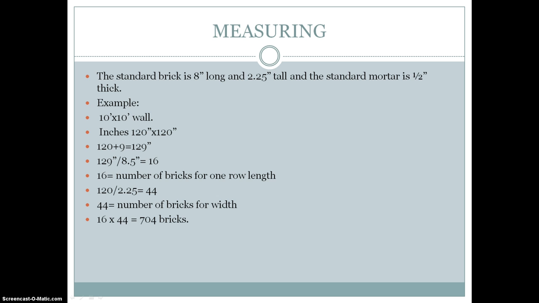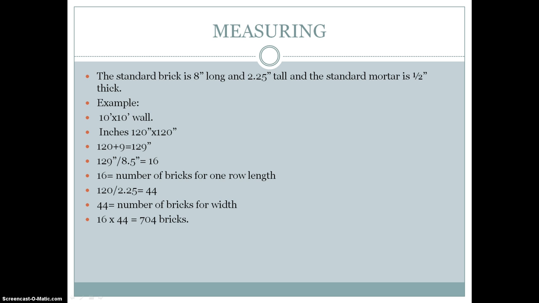Okay. Then we're going to take 120 and add 9 and get 129. And the reason why we did that was because for the length, which is what we're doing now, you need to have a 4.5 inch overhang on each side. Okay. Then we're going to do 129 divided by 8.5, which is the 8 inches plus the 1/2 inch mortar. And you'll get a little over 15. I rounded to 16. Okay, so 16 is the number of bricks for 1 row length for a 10-foot wall.